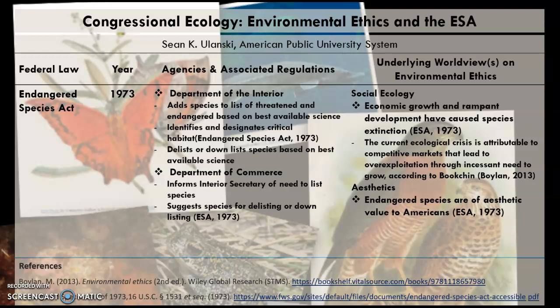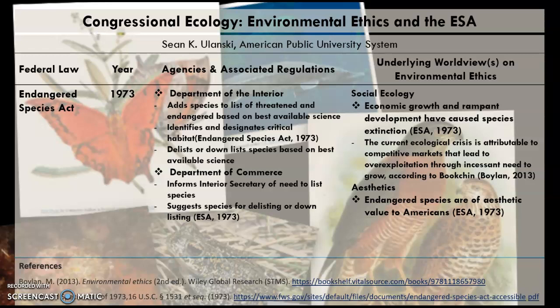According to Bookchin, the current ecological crisis is attributable to competitive markets that lead to overexploitation through an incessant need to grow to keep the market functioning. This is the essence of social ecology, and Congress really identifies that in that opening statement. Additionally, explicitly addressed is the aesthetic value of wildlife, endangered species in particular, to the American people. This, without question, plays into the aesthetic ethic.